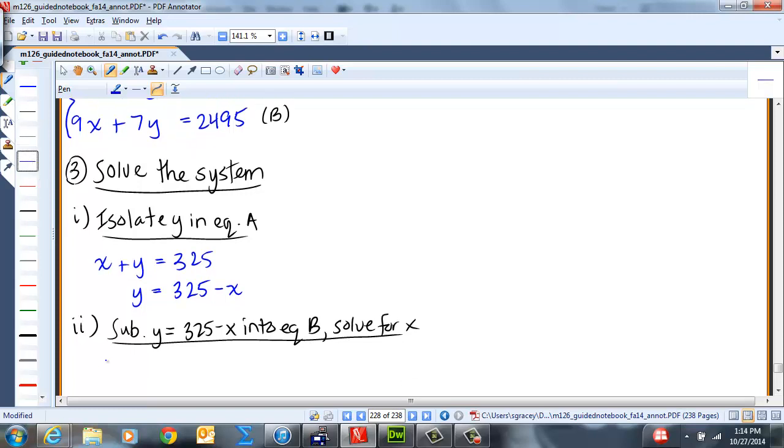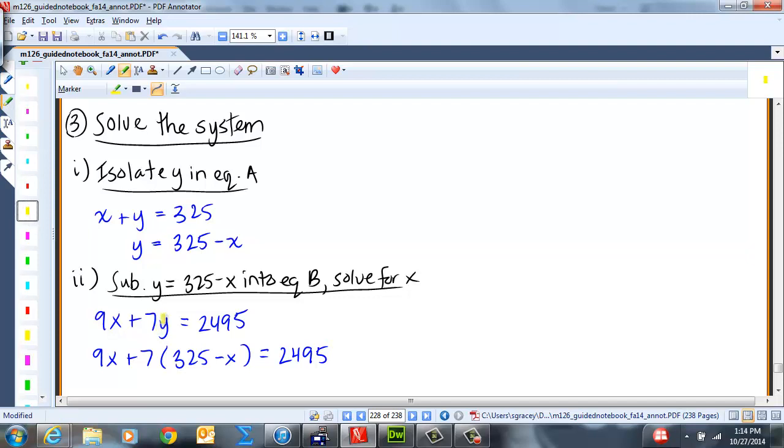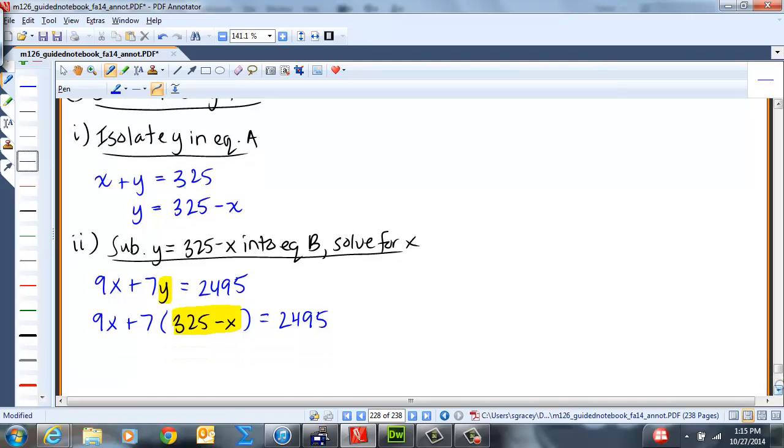So equation B is 9x plus 7y is equal to 2,495. So we found out that y was 325 minus x. So we'll have 9x plus 7 times (325 minus x) is equal to 2,495. So all I did is, for y, I put 325 minus x, which I got from part 1. Okay, so then, let's see what we'll get.